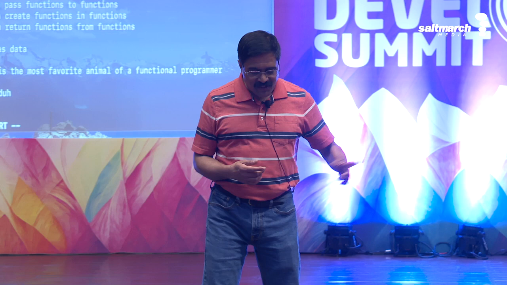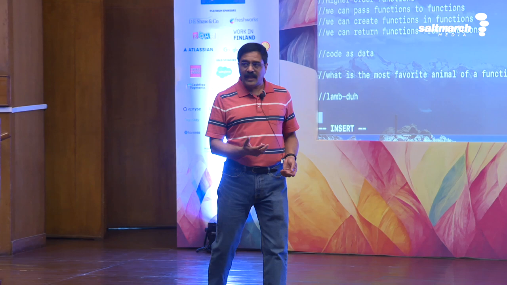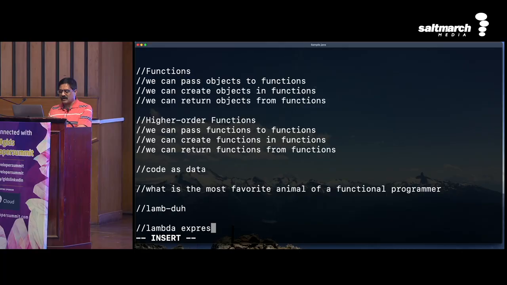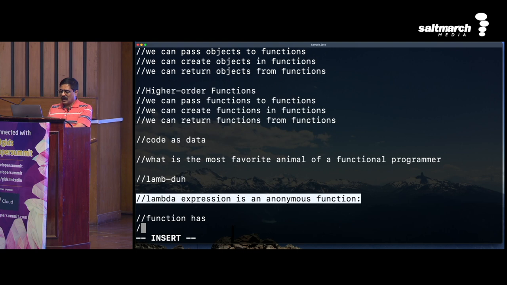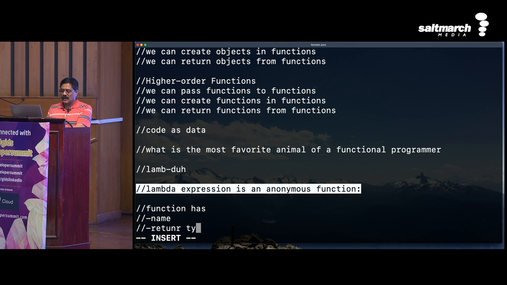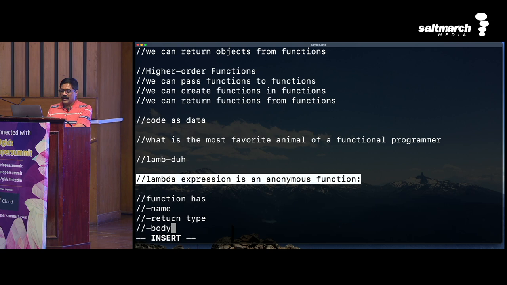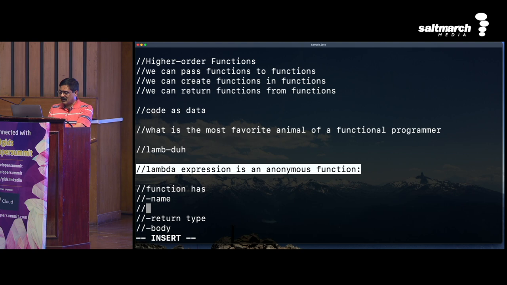So lambda expressions are anonymous functions. That's what they really are. So what is a lambda expression? A lambda expression is an anonymous function. So what is an anonymous function? Typically a function has a name. It contains typically a return type, right? You have a return type of a function. You typically also have a body of the function as well. And of course, you also have the parameters of a function.